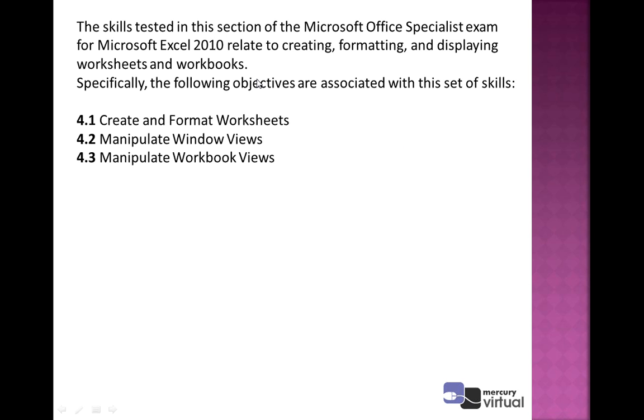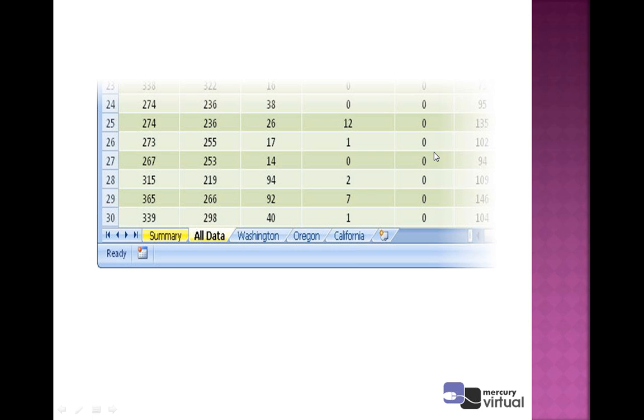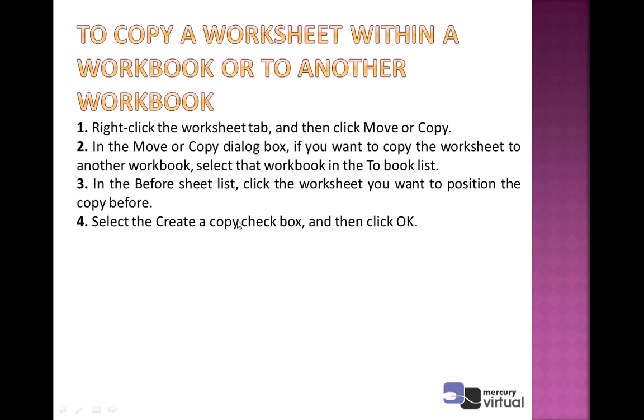There are 3 topics involved: 4.1, 4.2, 4.3. 4.1 is how to create and format worksheets. 4.2 is how to manipulate the window views, and 4.3 is how to manipulate workbook views, meaning the worksheet window and the workbook views. So the first one is how to create and format worksheets. This is how we can rename or give tab colors.